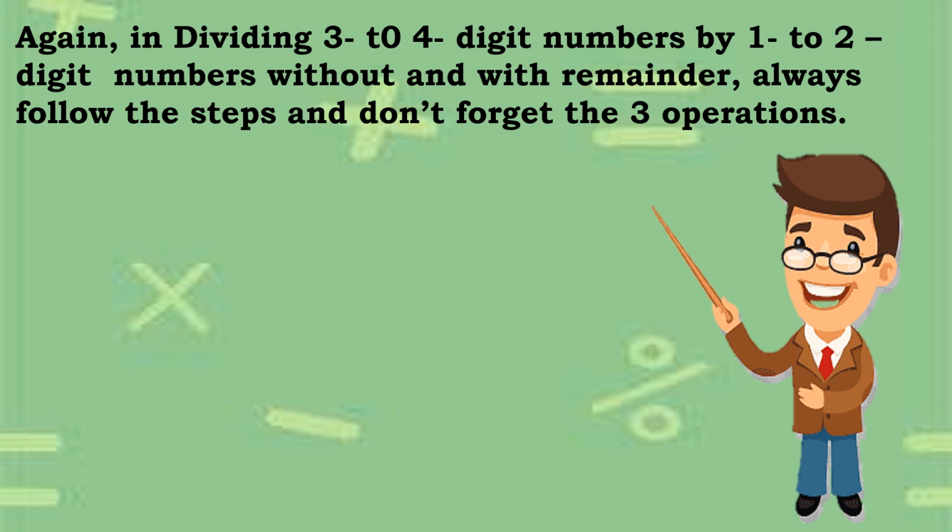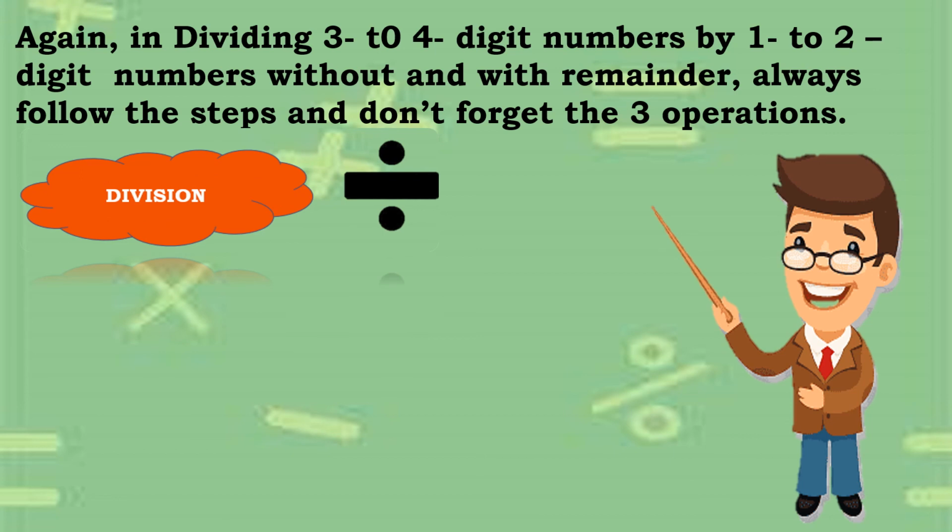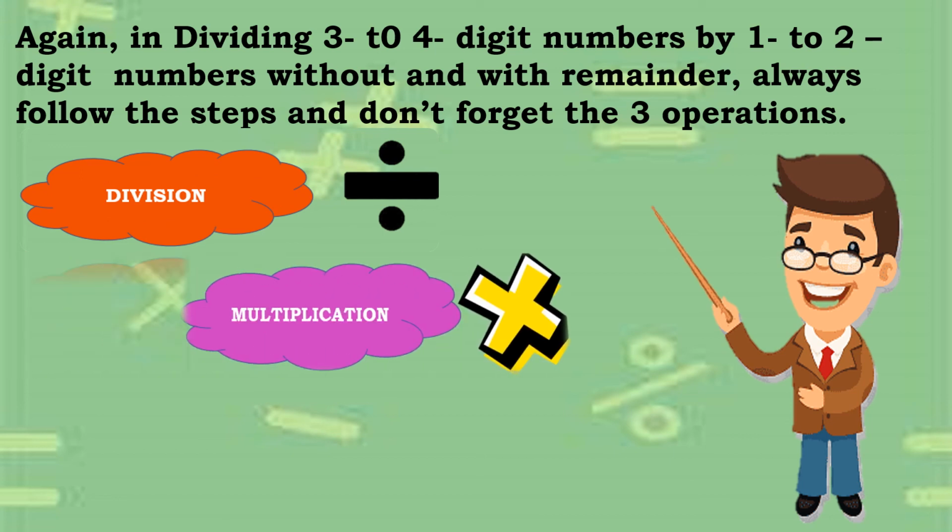Again, in dividing 3 to 4 digit numbers by 1 to 2 digit numbers without and with remainder, always follow the steps and don't forget the 3 operations. First, division. Next, multiplication. And the last one is subtraction.